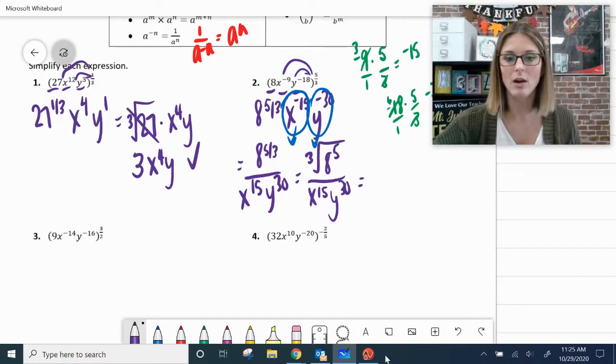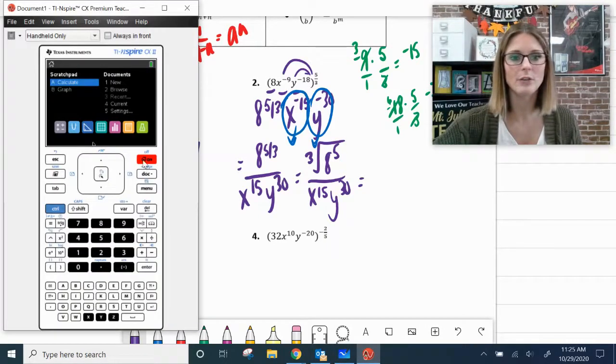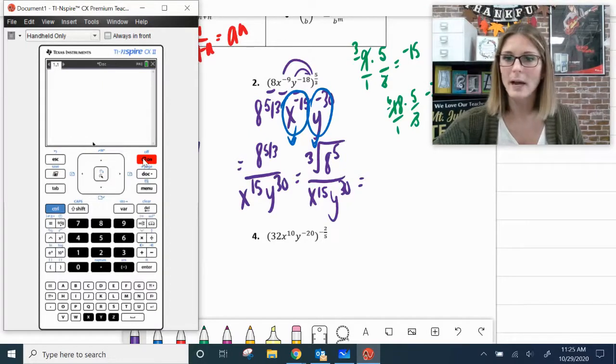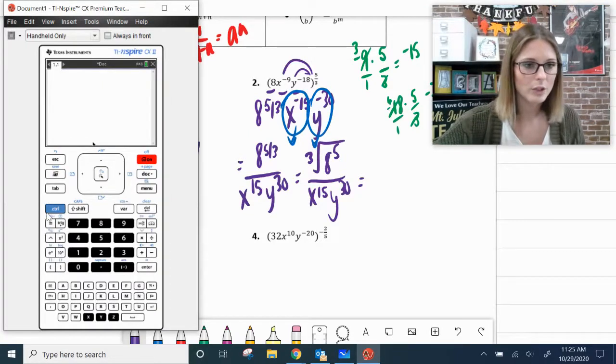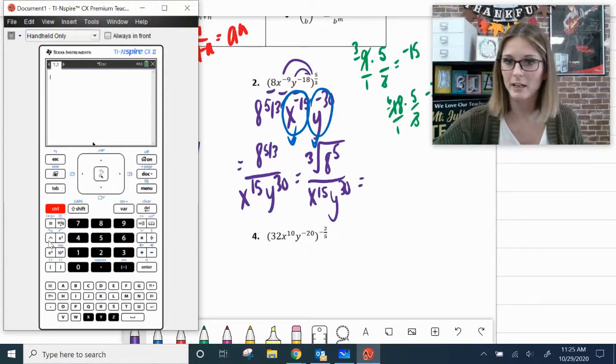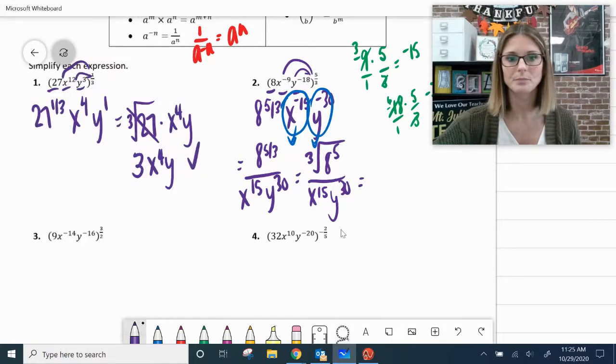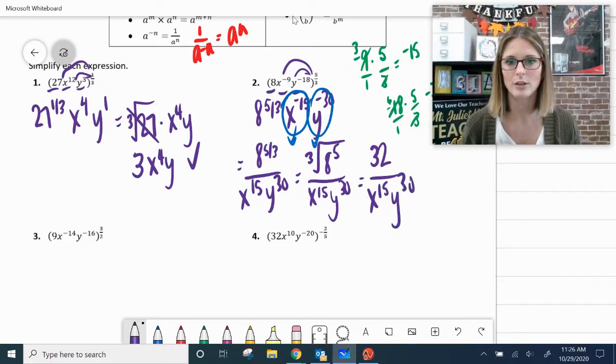Let me also show you on the Inspire. If you go to a new document on the Inspire calculator, you will use Control and above the caret as well. It's going to make your boxes for you. So we have the third, or the cube root of 8 to the 5th. Enter. 32. So there's a couple ways you can do it to calculate your roots. So let's go back here. We said it was 32, so I have 32 over x to the 15th, y to the 30th.